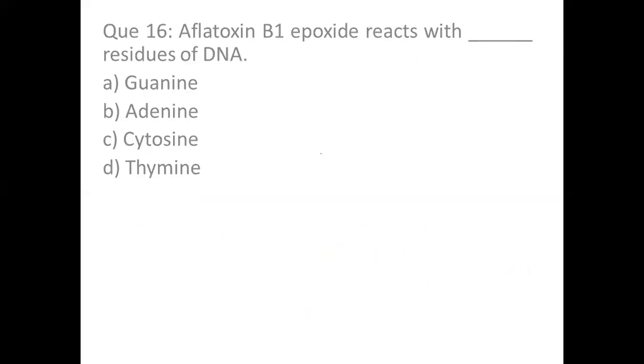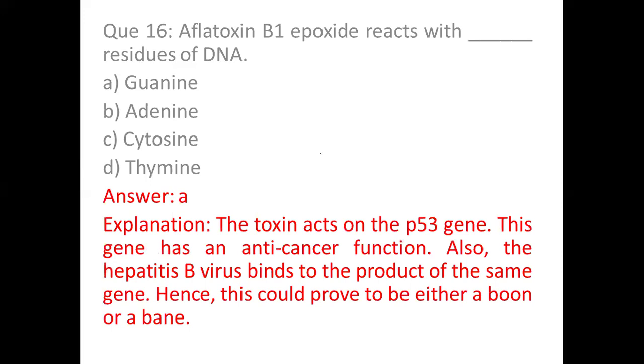Now the next question, question 16. Aflatoxin B1 epoxide reacts with dashed residues of DNA. The options are option A guanine, option B adenine, option C cytosine, and option D thymine. And the correct answer to this question is option A, that is guanine.